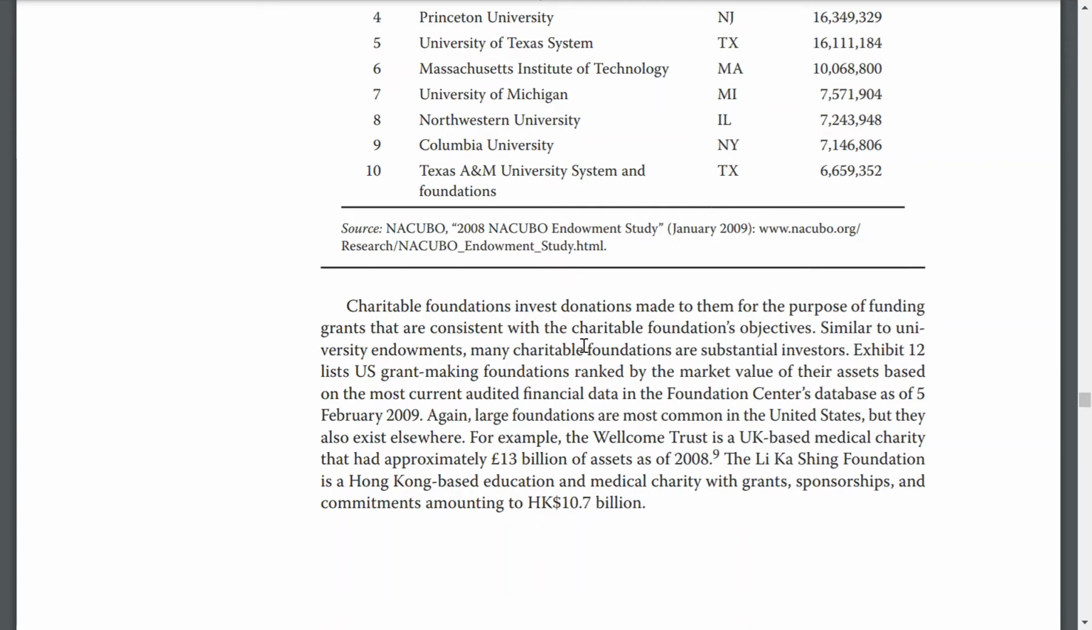Exhibit 12 lists U.S. grant-making foundations ranked by the market value of their assets, based on the most current audited financial data in the Foundation Center's database as of the 5th of February 2009. Again, large foundations are most common in the U.S., but they also exist elsewhere. For example, the Wellcome Trust in the UK is a medical charity that had approximately 13 billion of assets in 2008. The Li Ka-shing Foundation in Hong Kong is an education and medical charity with grants, sponsorships, and commitments amounting to 10.7 billion Hong Kong dollars.